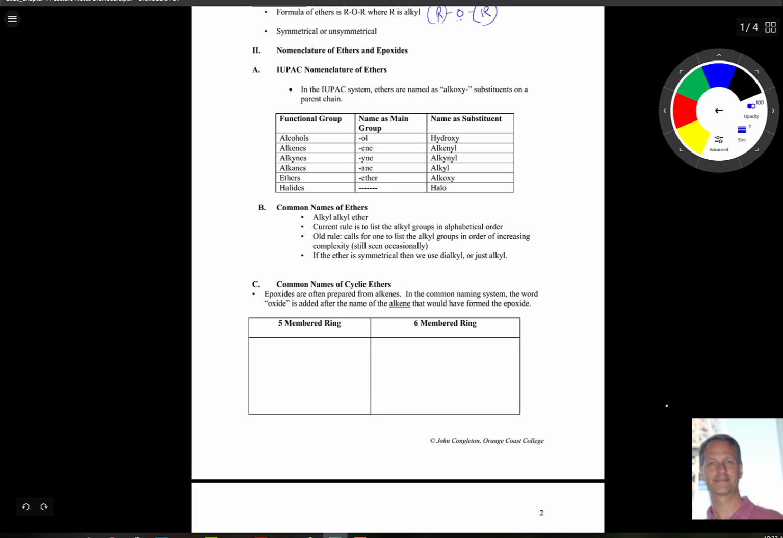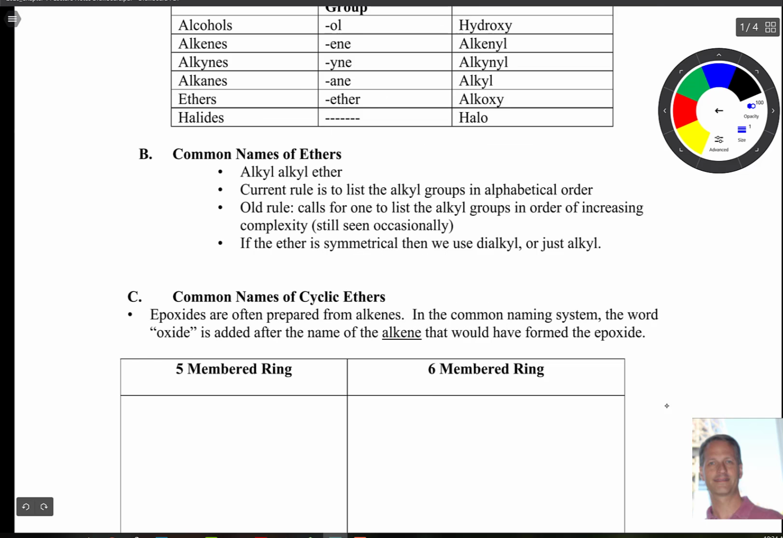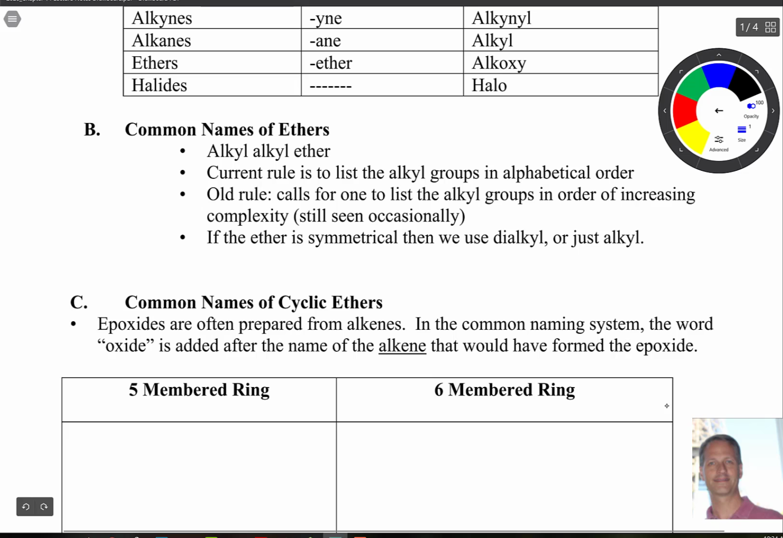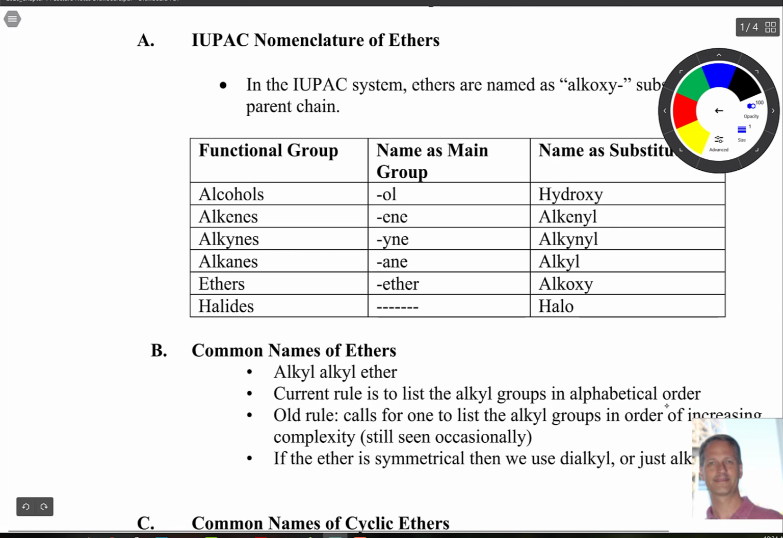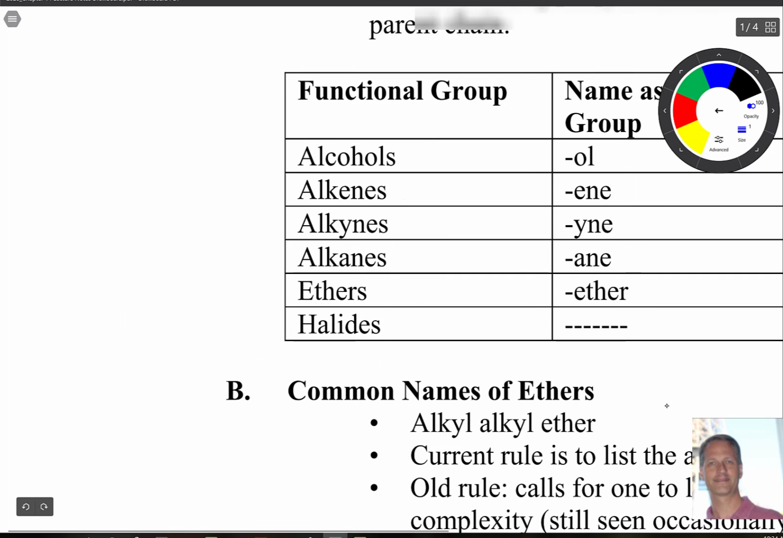Now, in the IUPAC way, we end up calling the ether an alkoxy group. So if you had an OCH3, it would be a methoxy. If it was a CH3CH2O, it would be an ethoxy, so on and so forth. So let's do a couple of examples here together and see if we can put it all together.